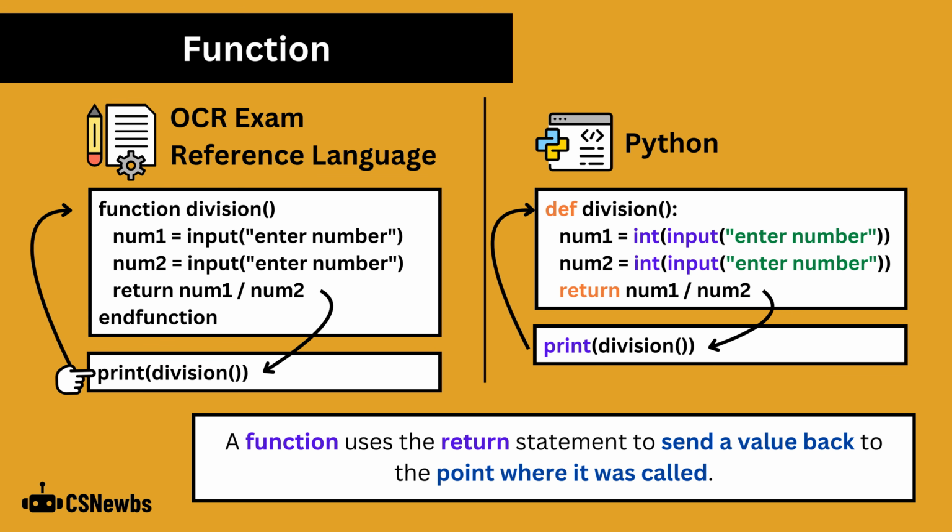A function is a type of subprogram that uses the return statement to send a value back to the point where it was called. This example calls division, which inputs two numbers and then divides and returns the answer. Writing a print statement around division when it is called means the returned value is output.